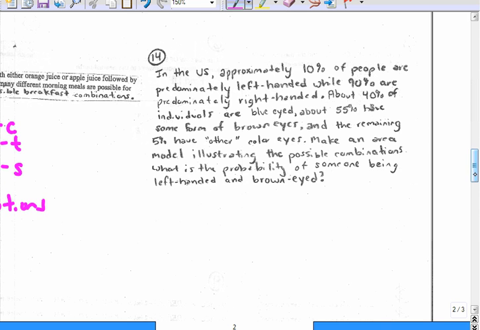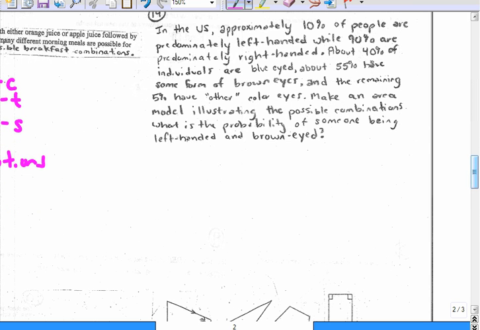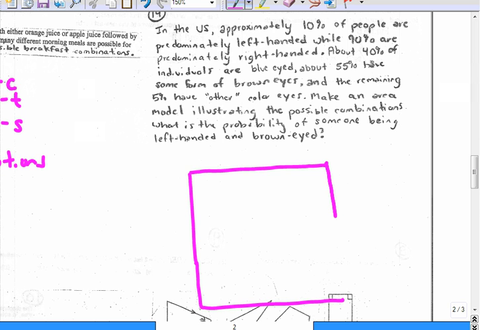All right, in the U.S., approximately 10% are predominantly left-handed, while 90% are predominantly right-handed. About 40% of individuals are blue-eyed. About 55% have some form of brown eyes, and the remaining 5% have other color eyes. Make an area model illustrating the possible combinations. Okay. So I'm going to try to make an area model that is clear here. So 1/10.